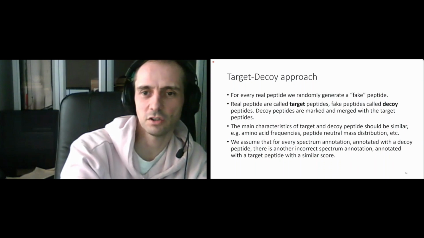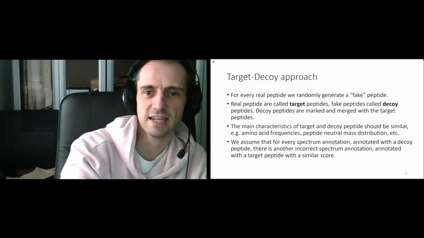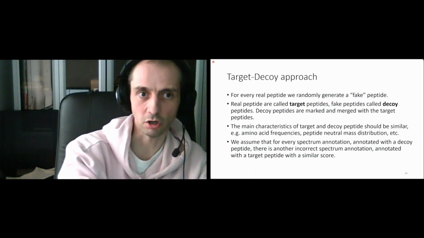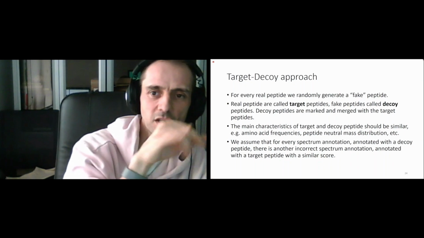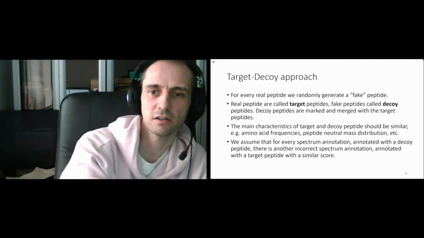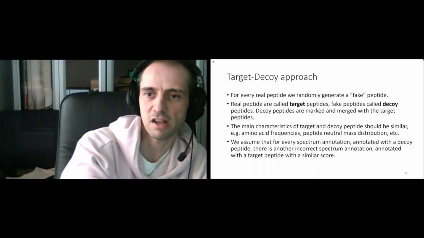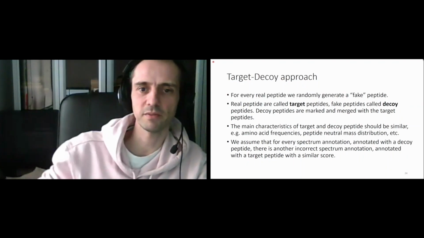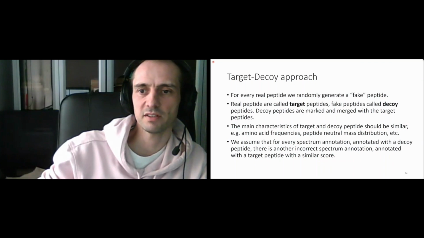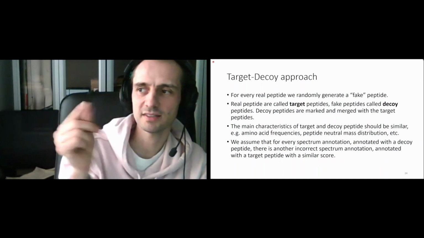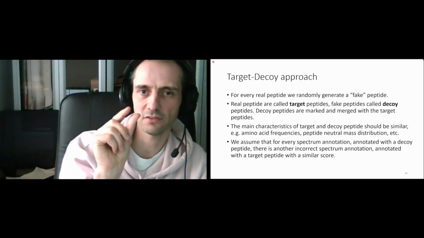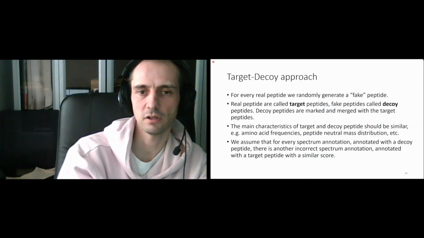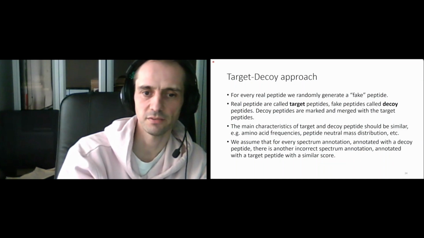One of them is the target decoy approach. In this case, we consider the peptides from the reference datasets as target peptides. For each of them, we randomly generate a so-called fake or random peptide sequence. We mark it as a decoy peptide. For example, for decoys, you can either shuffle the amino acids in the peptide, or you can reverse the non-terminal amino acids in the peptides, and they are good enough to be decoy peptides.